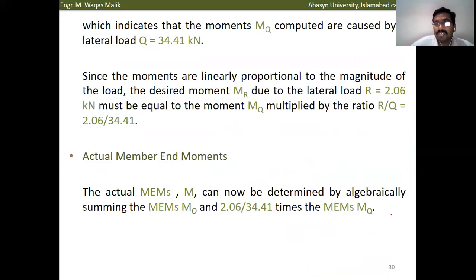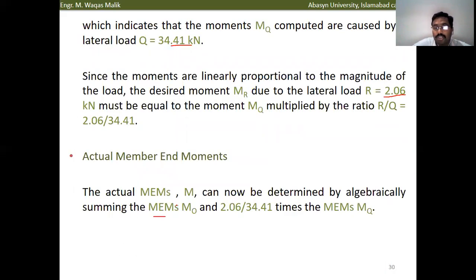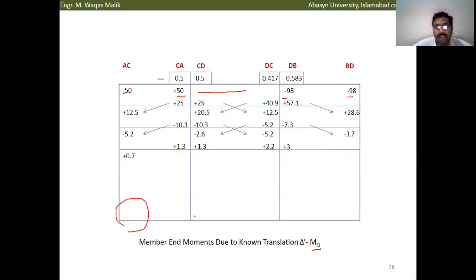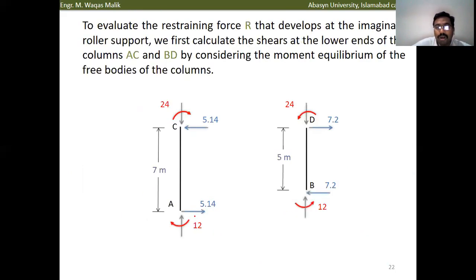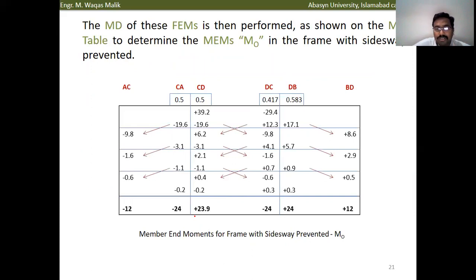So using this value of Q, which is 34.41, and the value of R, which is calculated as 2.06 kilonewton, we are going to use the equations that we developed for the calculations of the member end moments. Hence, the equation for member AC will become: moment due to M naught when the roller support R is provided, and for member AC we have the moment of minus 12 kilonewton meter, like we calculated here in the first part for member AC.